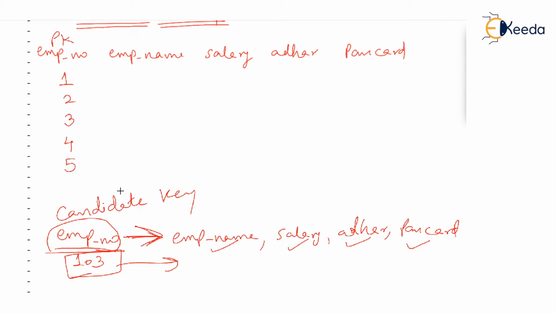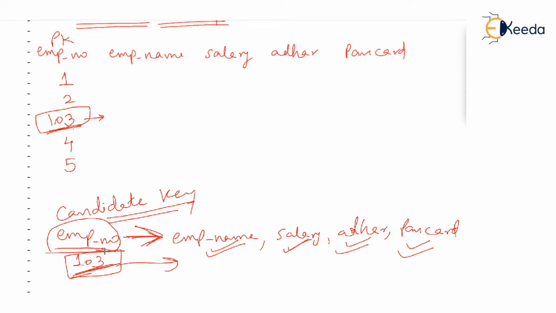Correct? Come again. If employee number is given for some employee, let's say 103 here, then using this value you can uniquely identify all other values of that particular person. So we say employee name, salary, Aadhaar card, PAN card are dependent on the employee number or can be determined using employee number. And such an attribute is called candidate key.